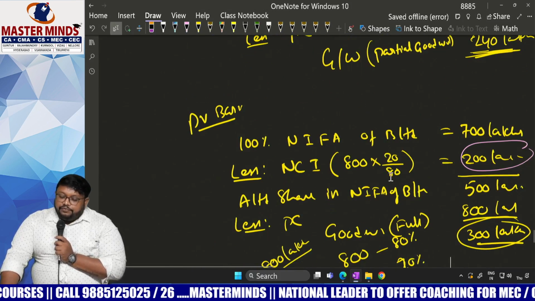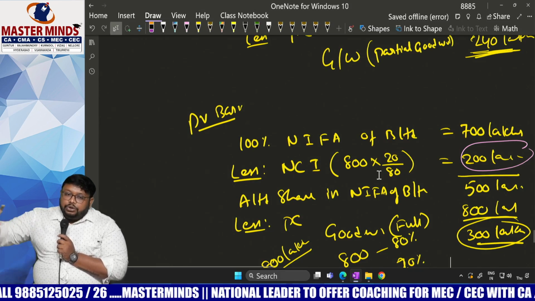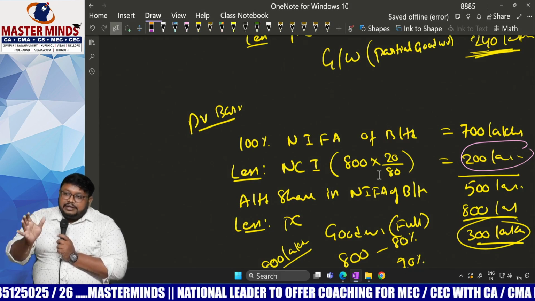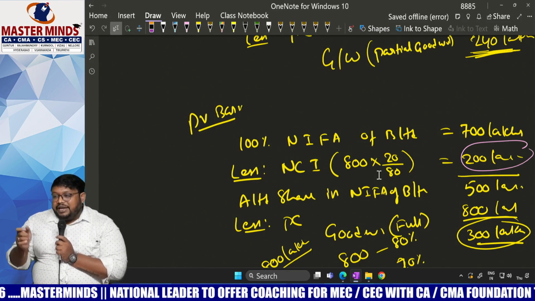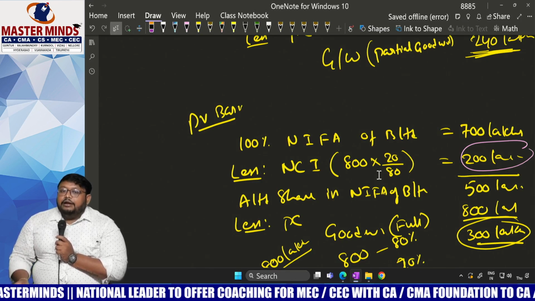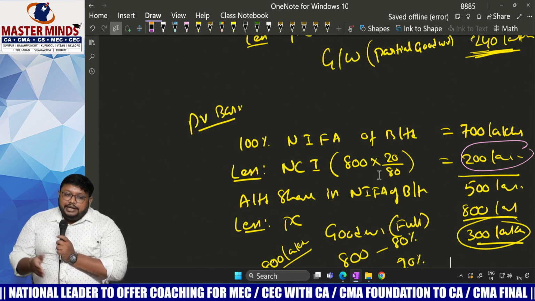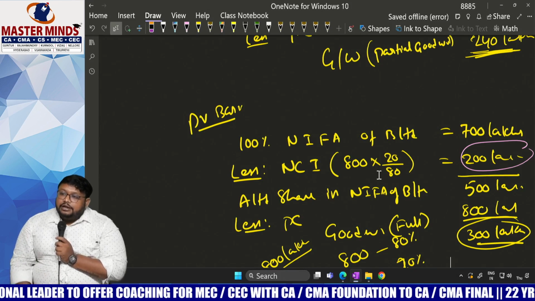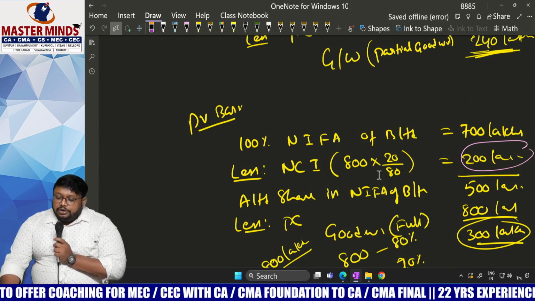When we are going for fair value basis, NCI calculation under fair value basis, don't go with the net assets. So check the consideration, how much we are paying. 800 lakhs we are paying for 80% stake. If you are paying 800 lakhs for 80% stake, then 20% how much? That is the fair value basis. So then 20% we got 200 lakhs.